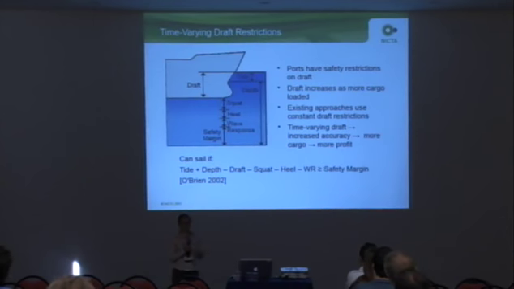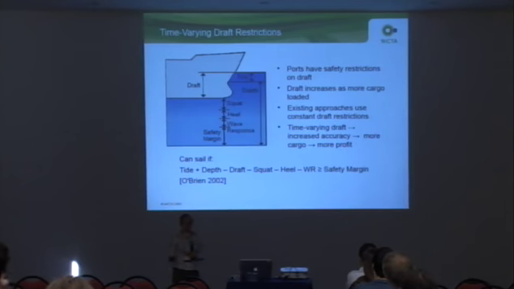Now, existing approaches to ship scheduling either don't consider draft at all, or they just have constant draft restrictions. So for example, ships can only enter a port if their draft is below 13 metres, and they can never enter a port if their draft is above 13 metres. But in practice, most ports have draft restrictions that vary with time. Because if you think about it, at high tide, there's more water available for the ship to sail. So you can load more cargo on safely.